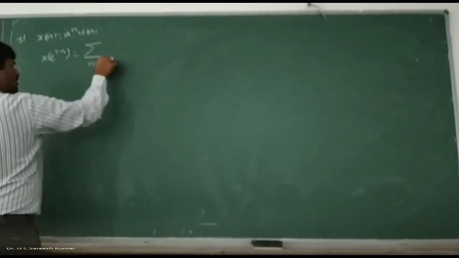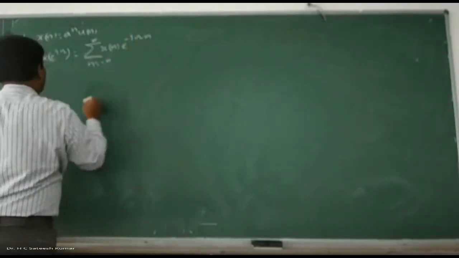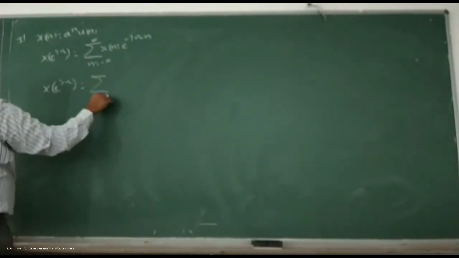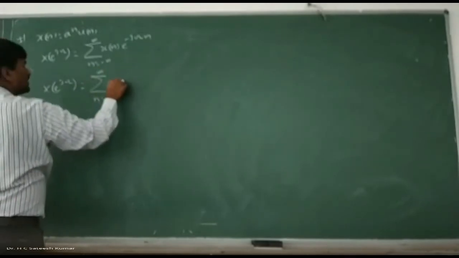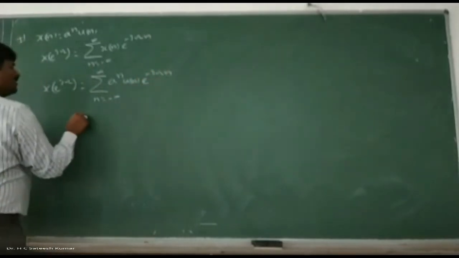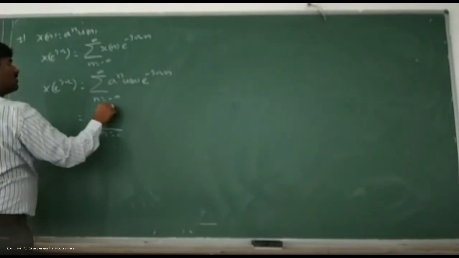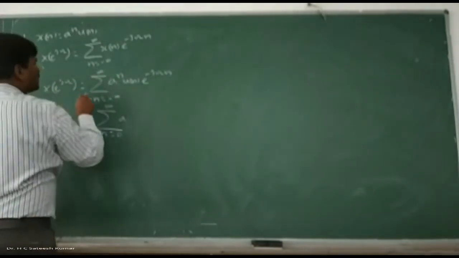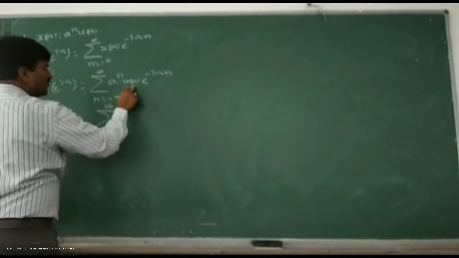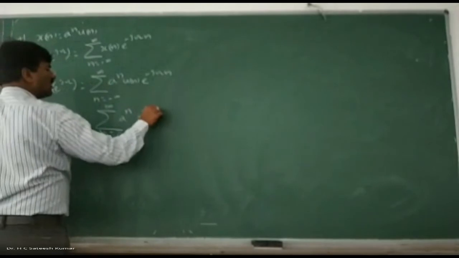Summation n varies from minus infinity to plus infinity, x of n into e to the power of minus j omega n. X of e to the power of j omega is equal to summation n from minus infinity to plus infinity, a power n into u of n into e to the power of minus j omega n. Since u of n is 1 for 0 to infinity, this summation will range from 0 to infinity, a power n into e to the power of minus j omega n.